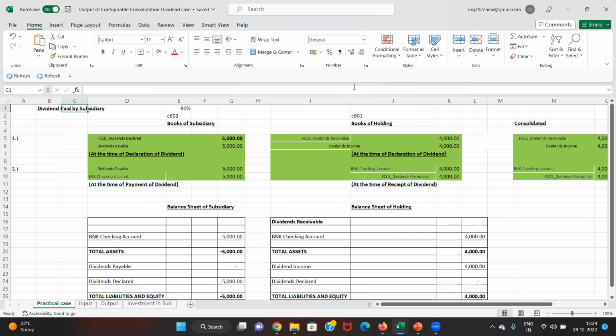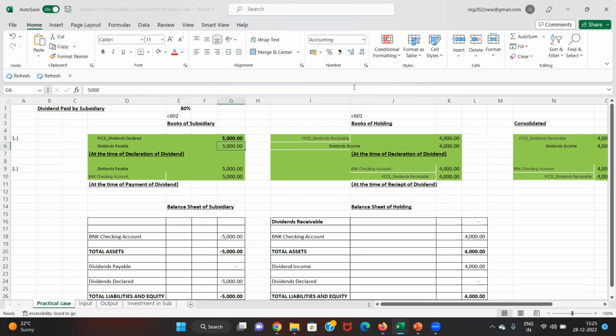So in this scenario, we have a subsidiary by the name of C602 and a holding by the name of C601. And the ownership percentage that the holding has over the subsidiary is 80%. So at any time during the year, the subsidiary may declare some of its profits as dividend that needs to be paid to the holding, sorry, and the non-controlling interest, that is the minority interest, as well.